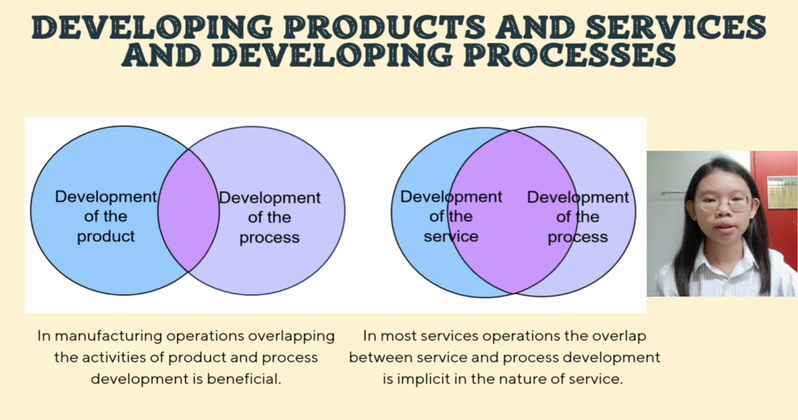In manufacturing operations, overlapping the activities of product and process development is beneficial. In most service operations, the overlap between the service and the process development is implicit in the nature of the service. This diagram shows three levels of the process developments at a bank.